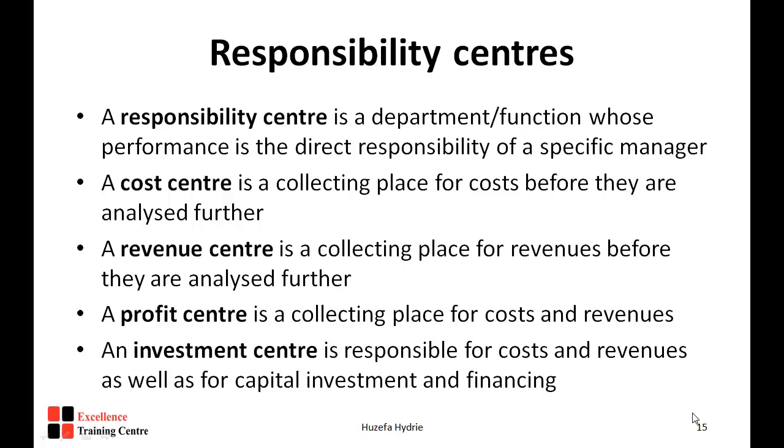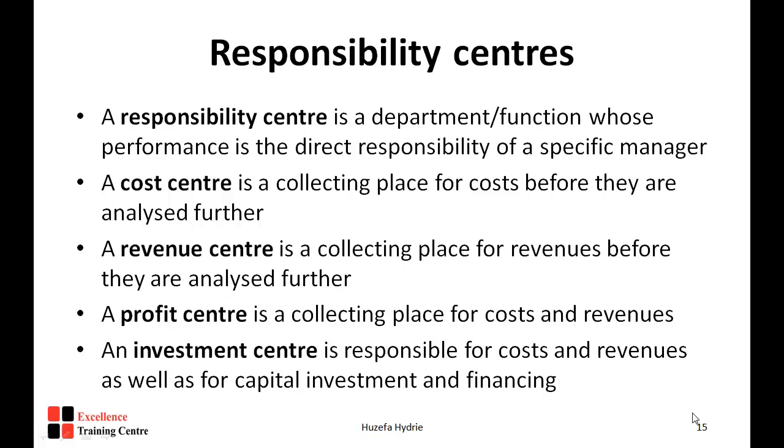But the investment center will be the one which is responsible for all four things: cost, revenue, profit, as well as the capital investment. The best example of an investment center can be a treasury department, or a whole division of the organization. For example, in Samsung, mobile phones is a whole division. That can be considered an investment center, because they are earning revenues, definitely incurring cost, so they are making profit, and then they are further investing that profit into the division. So that whole division can be considered an investment center.